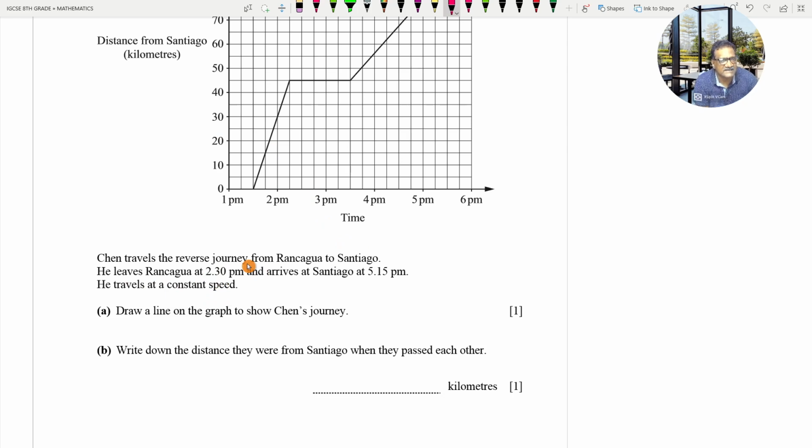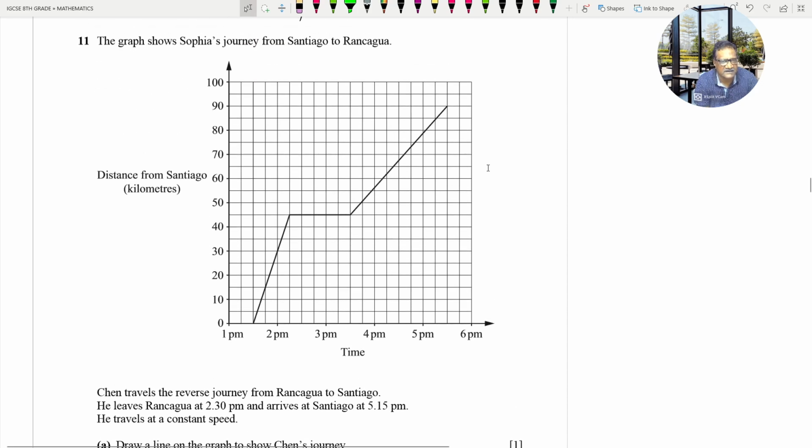2:30 p.m. he leaves Rentagua. So I will mark 2:30 p.m. over here. This is 2:15, this is 2:30, right? Fine. And he arrives at Santiago at 5:15, so 5:15 will come over here. Well, let me write that. This is 5:15 p.m. and this is 2:30 p.m.